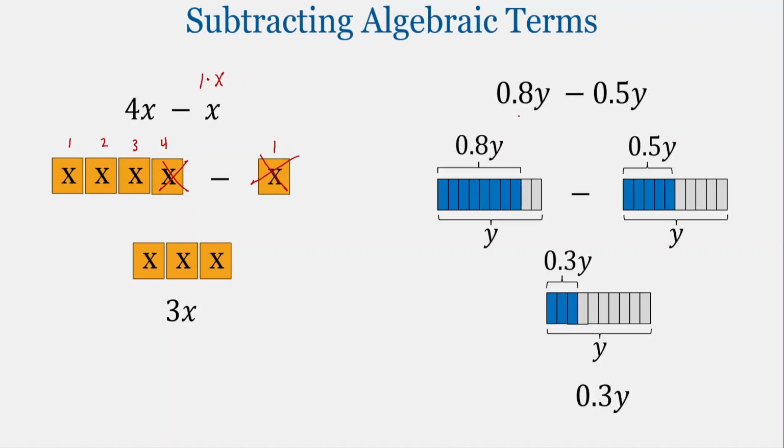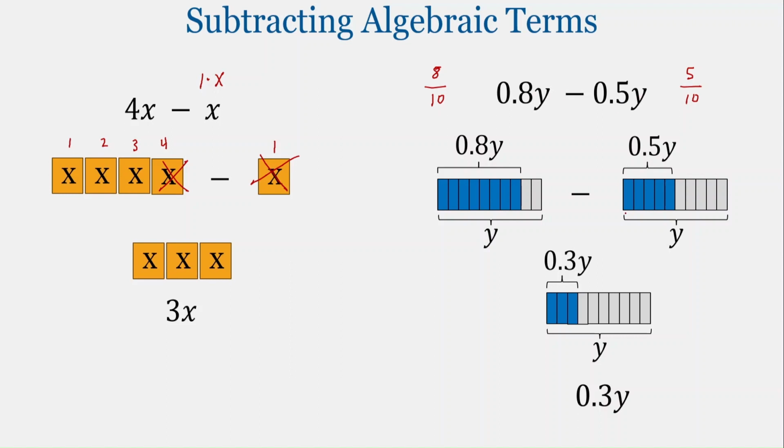Now looking at decimals, 0.8y minus 0.5y. The decimal 0.8 means we have 8 over 10. That is it in fraction form. So if we have a bar representing y, the variable y, and we divide that bar into 10 equal pieces, 8 of those 10 would be shaded. 0.5, well, that's 5 over 10. This is 5/10. This is 8/10.